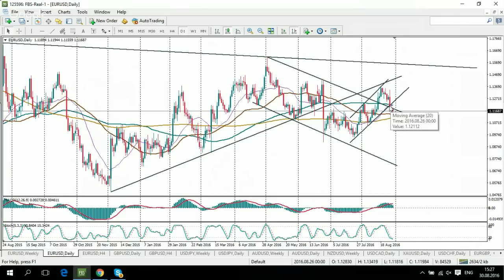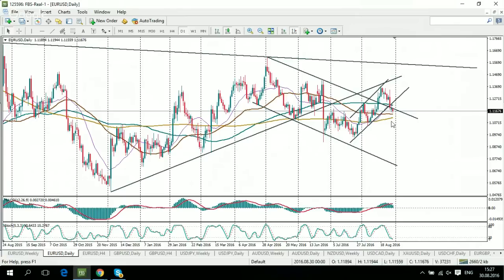The pair also closed below the support line, which is connecting July and August minimums, and now we can see that it is holding below the level of 100-day moving average, just above 1.12 mark. It is a line painted in green on this chart. So it is quite reasonable to expect further downside of the single currency versus the US dollar. However, in my opinion, this downside won't be very big. We won't see a big sell-off of the euro.